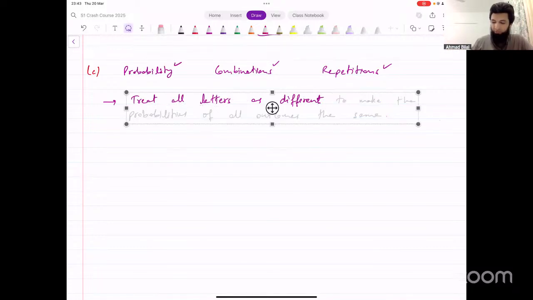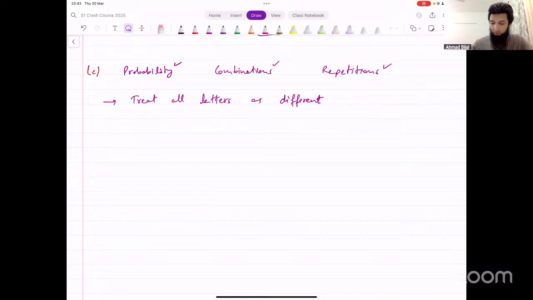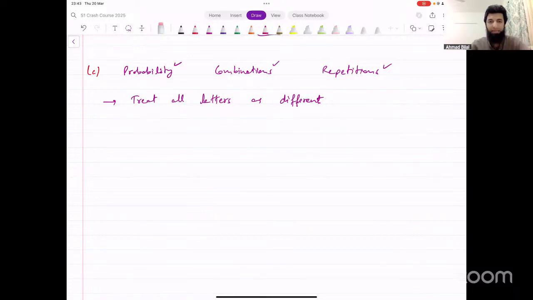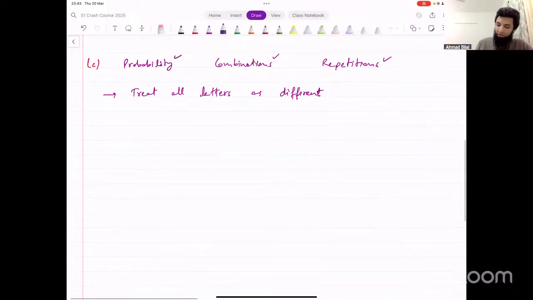Okay, I'll just remove this as well so that you just focus on what you have to do. You treat all letters as different, okay? Because we want to equalize the probabilities. Otherwise, we cannot find probability. We cannot use the probability formula without that. Now, what does that mean? We've got the word tomorrow.